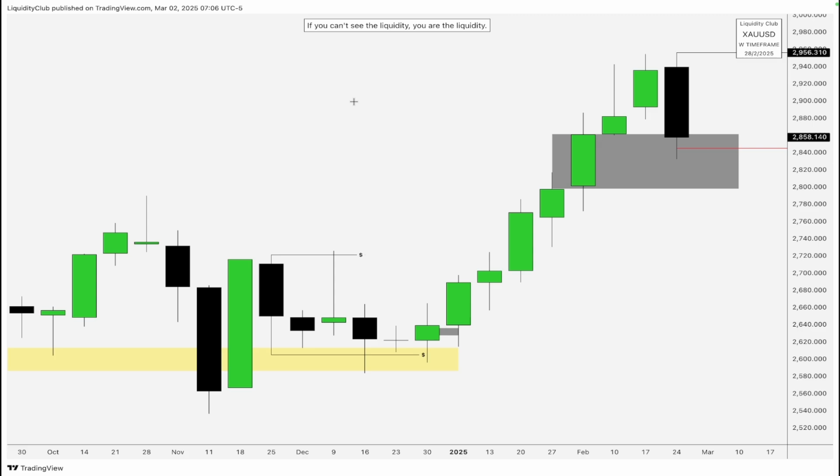Going to gold. Here I'm viewing the weekly time frame chart. I'm going to be reviewing gold more frequently than not.